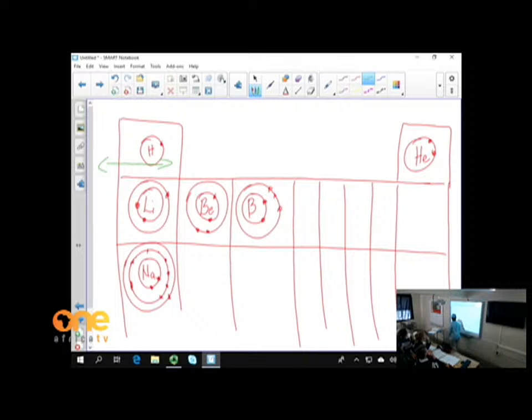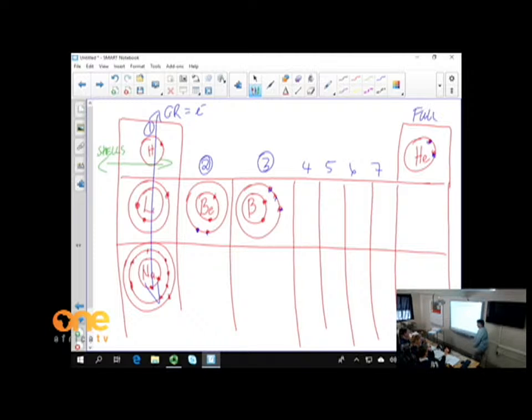The period number tells me how many shells there are. The group number tells me the number of electrons in the outer shell. All right? So all the group 1 elements will have 1 electron. Group 2 will have 2 electrons in the outer shell. Group 3 will have 3 electrons in the outer shell. Group 4 will have 4, then 5, 6, 7, and these will have either 2 or 8. We say it has a full outer shell.